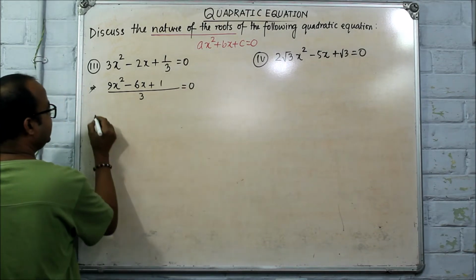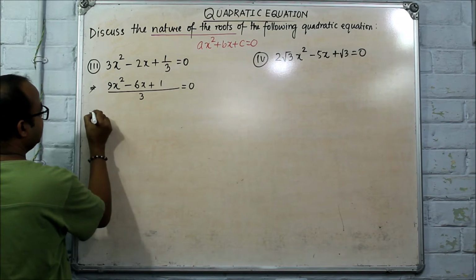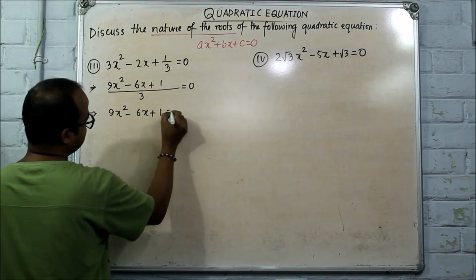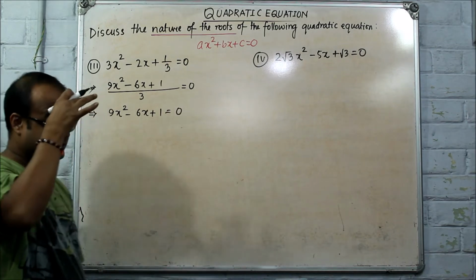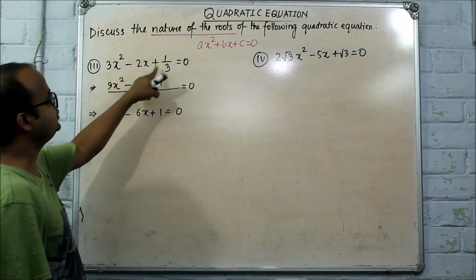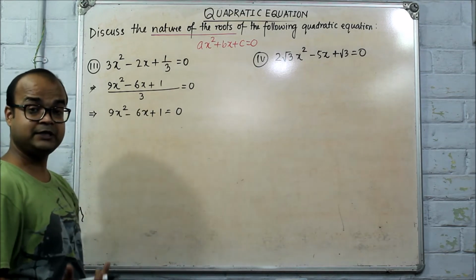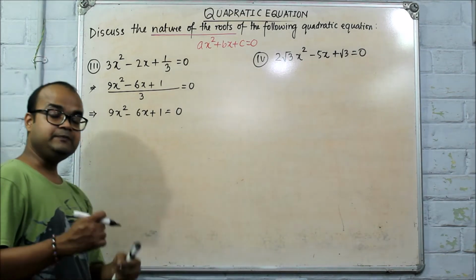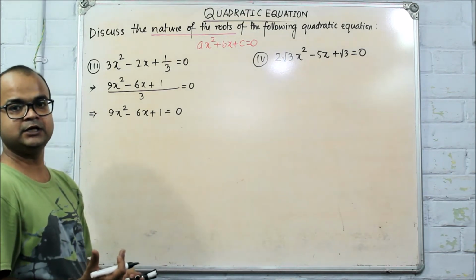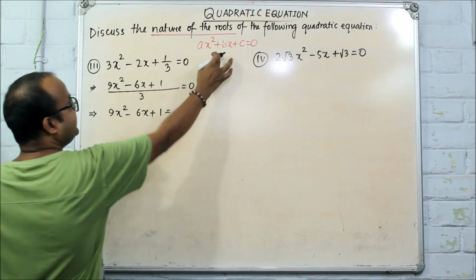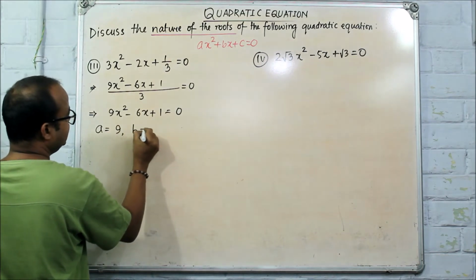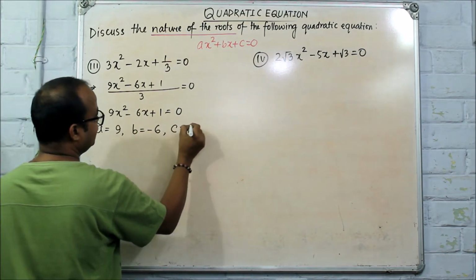If you cross multiply this, 3 into 0 is 0. So you will get 9x square minus 6x plus 1 is equal to 0. You can directly find out A is equal to 3, B is equal to minus 2 and C is equal to 1 by 3 and then directly apply the discriminant formula, or you may simplify it, write it in the standard form and then apply the formula. So now if you compare these two equations, you get A is equal to 9, B is equal to minus 6 and C is equal to 1.